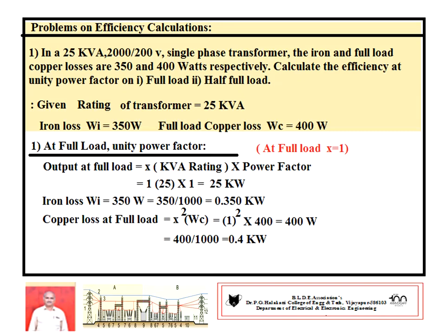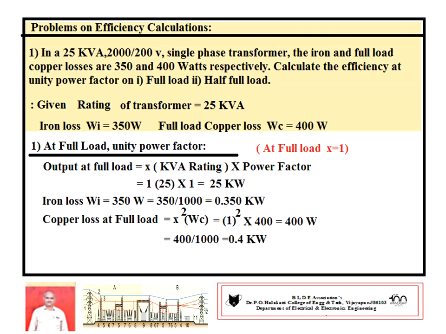After that, what is the question? Calculate the efficiency at full load and unity power factor. You write this as condition number 1. At full load, cos phi 1, that is unity power factor. At full load condition, what is the value of X? X equal to 1. Unity power factor, cos phi equal to 1. Hence, output at full load equals X into kVA rating into power factor. Sir, 1 into 25 into 1. So we are going to get 25 kilowatt.